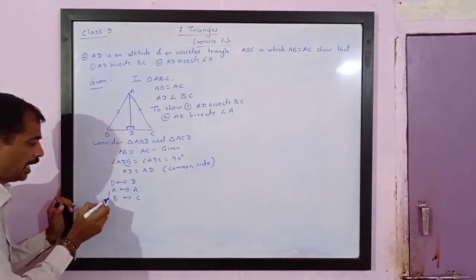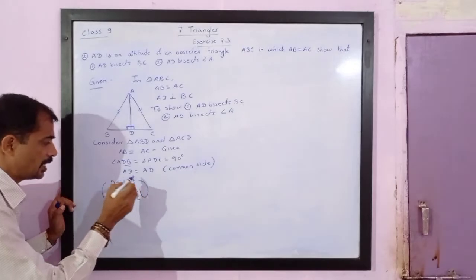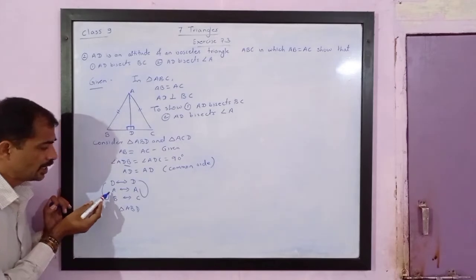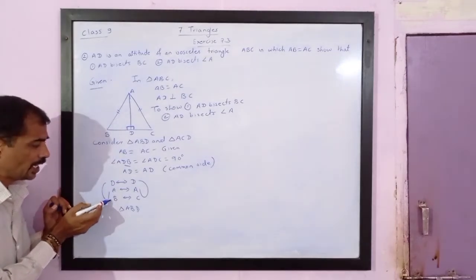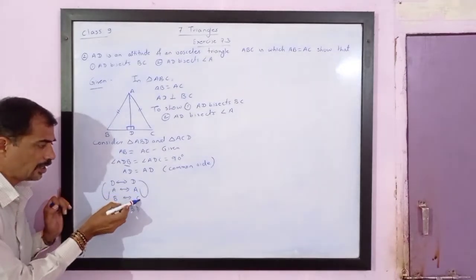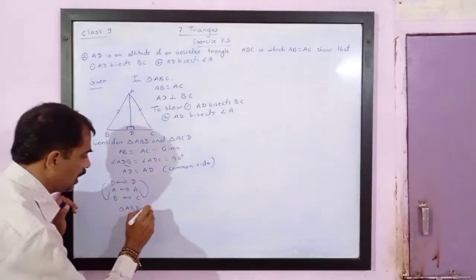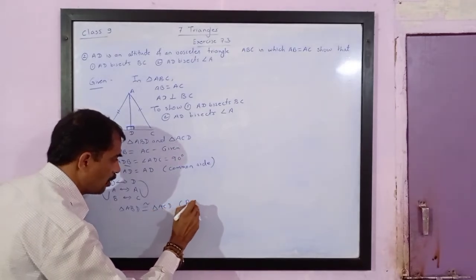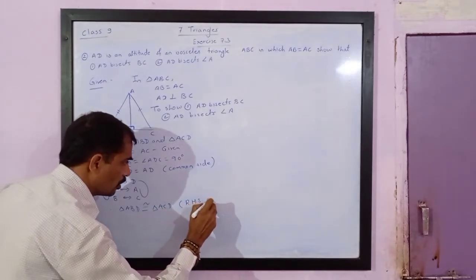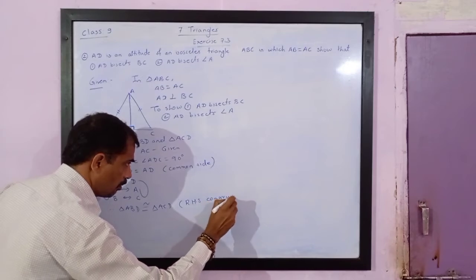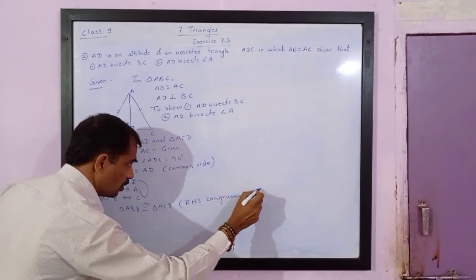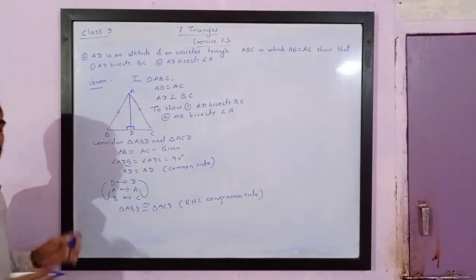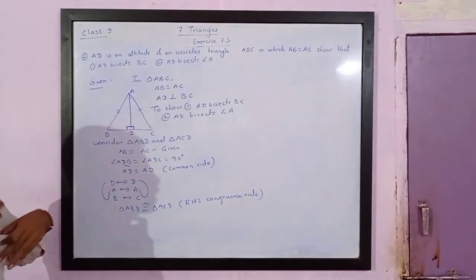It means triangle ABD is congruent to triangle ACD. Therefore, triangle ABD, please note, I am writing the sequence of the vertices from second, third and first. So that side also must be second, third and first. So triangle ABD is congruent to triangle ACD by right angle hypotenuse side congruence rule.